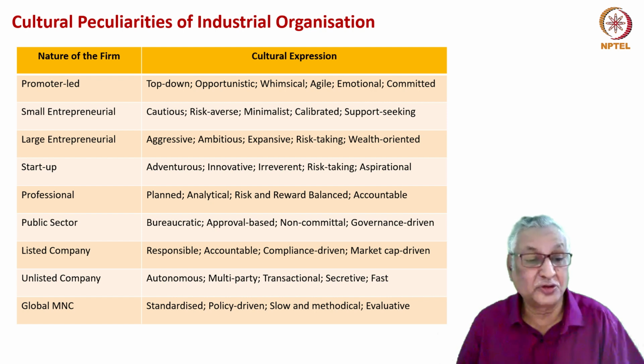A listed company, which could be a large private limited company as well, would be responsible, accountable, compliance driven, and market cap driven. An unlisted company, again, could be a large private company, could be autonomous, multi party, transactional, secretive, and fast. A global multinational corporation would have standardized cultural expression. It is policy driven, slow and methodical, and evaluative. So, depending upon the nature of the company, the scale of the company, and its ownership, there could be different kinds of cultural approaches adopted and inherent in industrial organization.